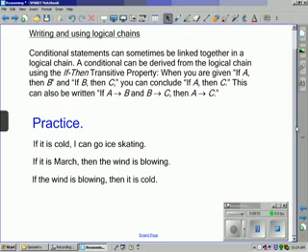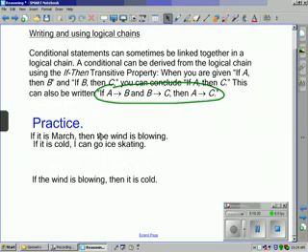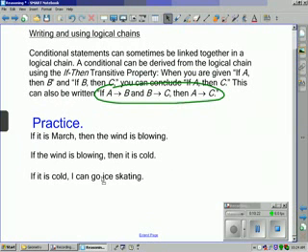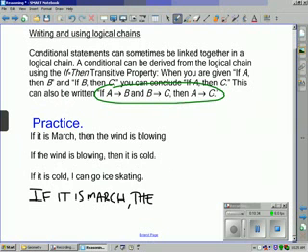Transitive reasoning is similar to logical chains, where you would just say, if you're given A, you can conclude B, and if you're given B, you can conclude C. So therefore, if you have A, then you can conclude C. So for these three conditional statements, if it is cold, I can go ice skating. If it is March, then the wind is blowing. And if the wind is blowing, then it's cold. I just need to reorder it so that it makes sense. This statement would go first. This statement would go second. This statement would go last. And therefore, we can conclude, if it is March, then I can go skating.